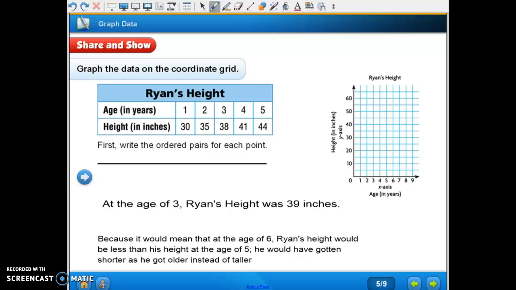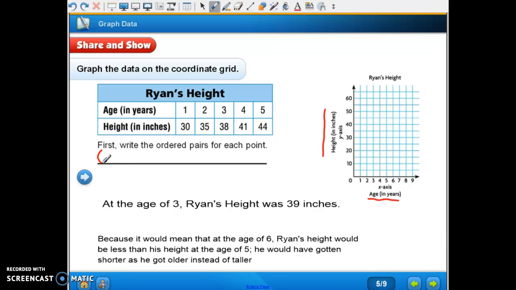Graph the data on the coordinate grid. Here's Ryan's height. The first line is his age in years, and the second line of the table is his height in inches. Okay? So first we're going to write our ordered pairs. So we're going to use age as our x. See how they have the graph labeled? Age as our x and height as our y. So is yours labeled? Yes.